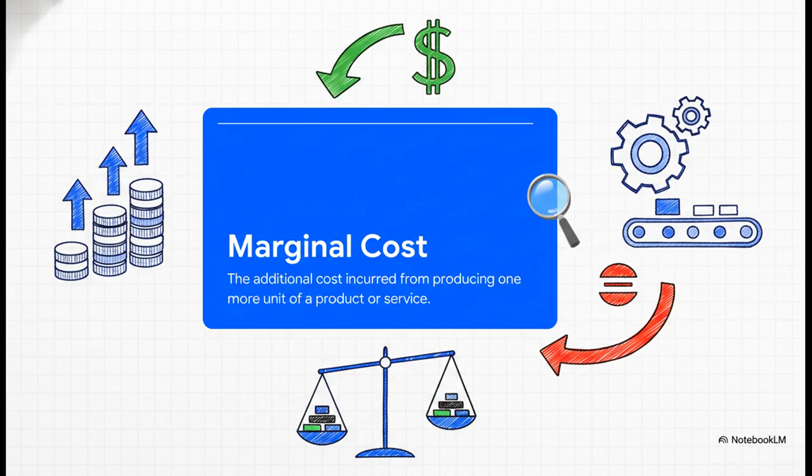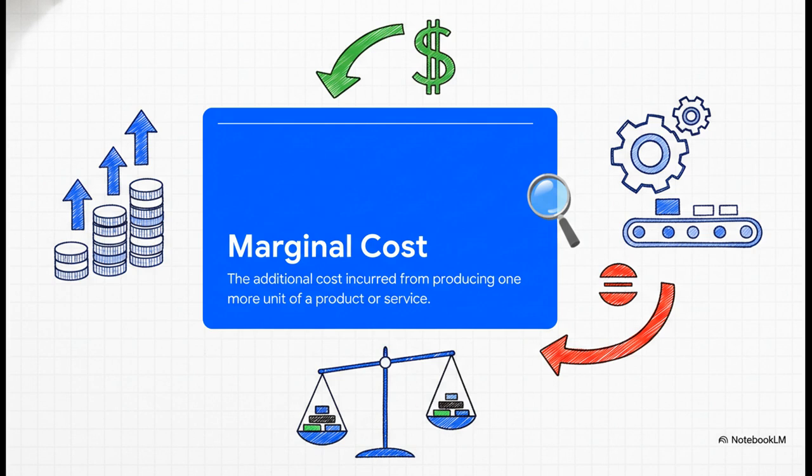This is the first derivative of your total cost function. It tells you exactly how much more it costs to make that one additional unit. Now, the golden rule of microeconomics, and really of any smart business, is that you keep producing as long as your marginal revenue is greater than or equal to your marginal cost.